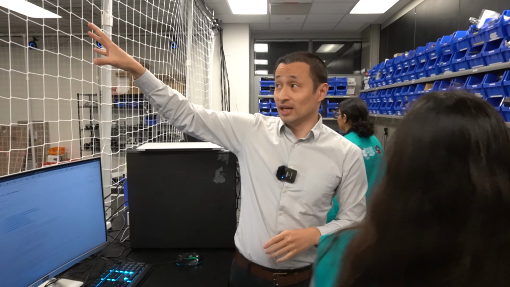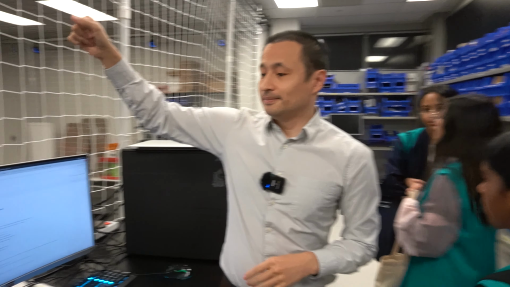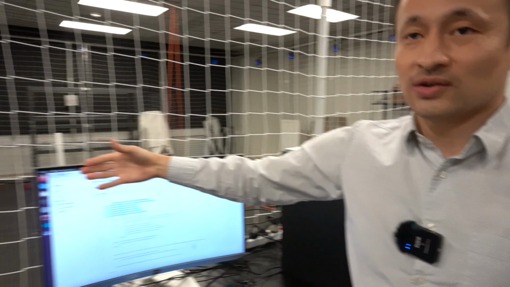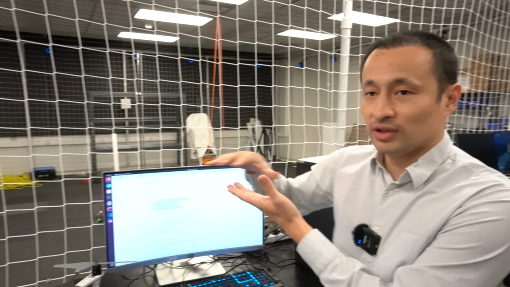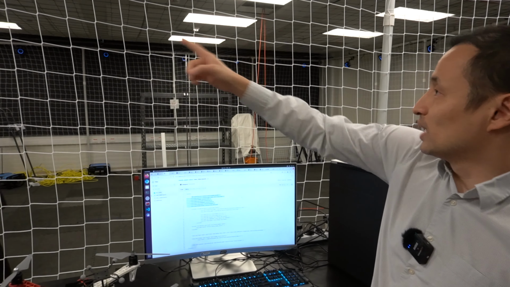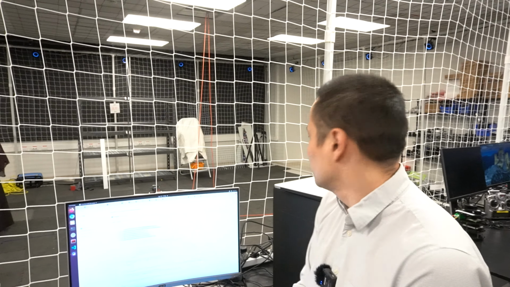Yeah. By the way, this is the flying arena. So when you fly outside, you have GPS, right? So you can have a 3D position of the drone. But indoors, there is no GPS. So we have those motion capture system cameras that can track any robot, flying machines.